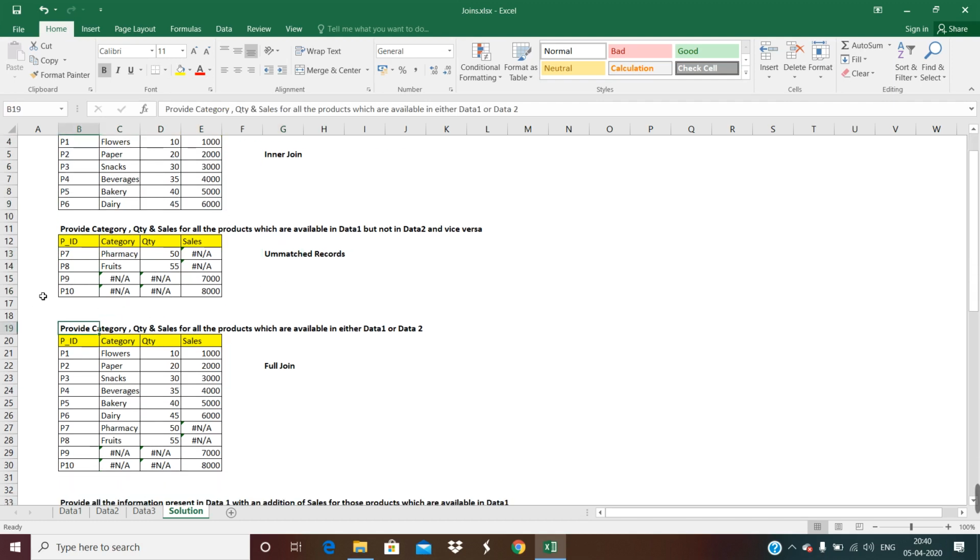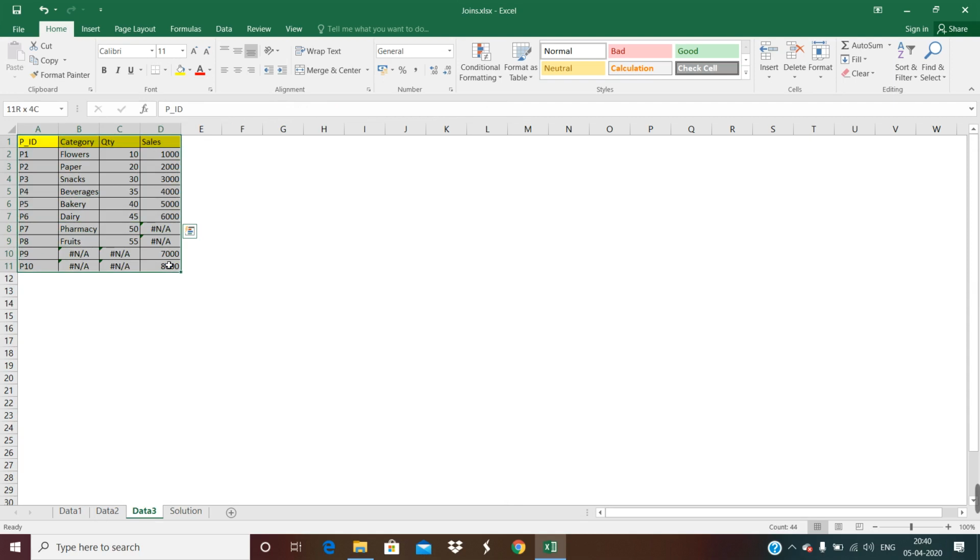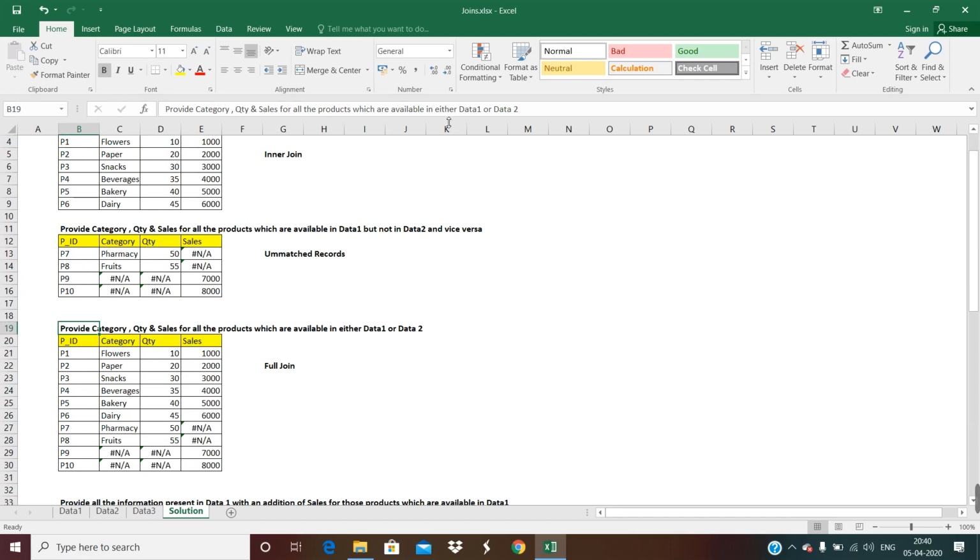Now next, we want category, quantity, and sales for all the products which are available in either data 1 or data 2. That means either they are in data 1 or in data 2. So that becomes nothing but this full output, because all these product IDs were there in data 1, and again P1 to P6 and P9, P10 are available in data 2 as well. Since we want products available in either data 1 or data 2, we'll have to go by the full output. This type of output is called full join, wherein we are trying to bring information for all the products that are available in both the data sets.